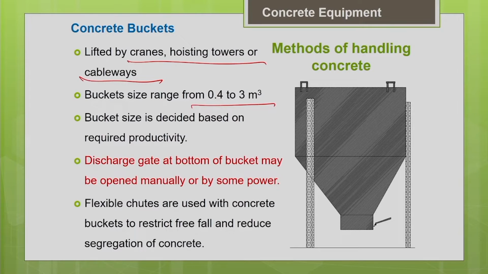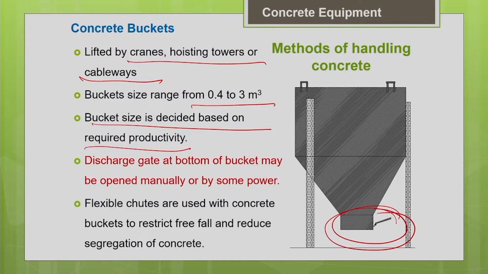There are different sizes of buckets ranging from 0.4 m3 to 3 m3. Generally for very massive construction like dams, we go for a very big size bucket, so that you can reduce the number of cycles and increase your productivity. Your bucket size is decided based upon the required productivity. Your concrete buckets will have the discharge gate at the bottom. You can open the gate either manually or with some power mechanism, but mostly the bigger concrete buckets we cannot open manually. So, there will be some power mechanism to handle the gate.